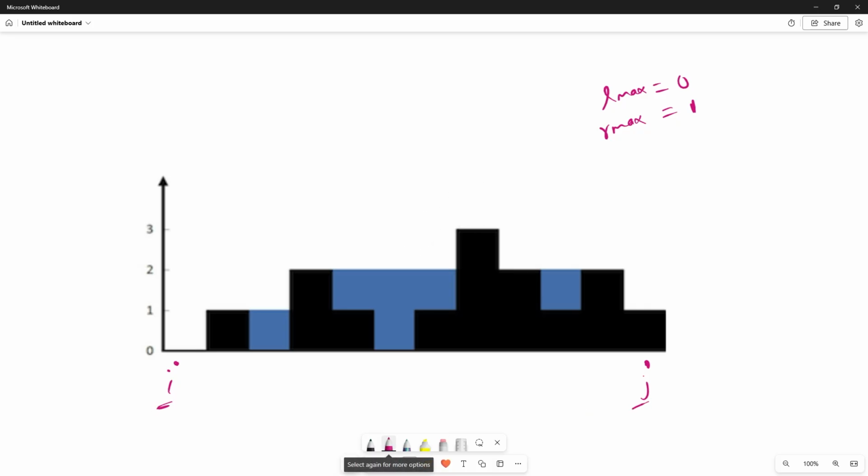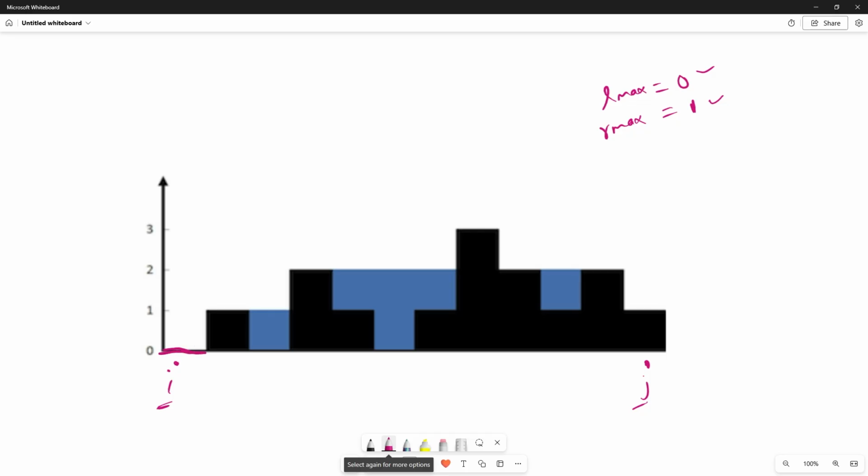We are at I and J. And at I, the Lmax is this, and at J, Rmax is this. So where should we collect the water? Okay, so we'll collect the water on the minimum height bar. So we are at this position. So we'll collect the water at I.